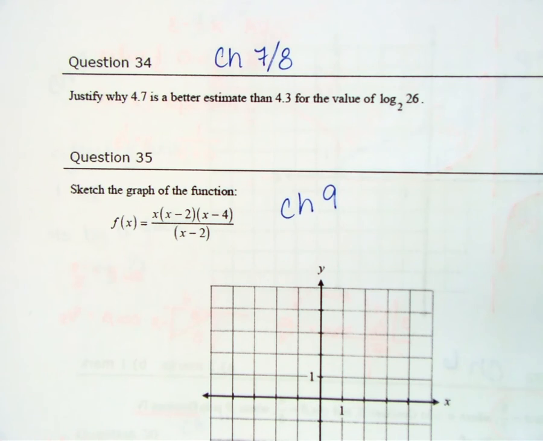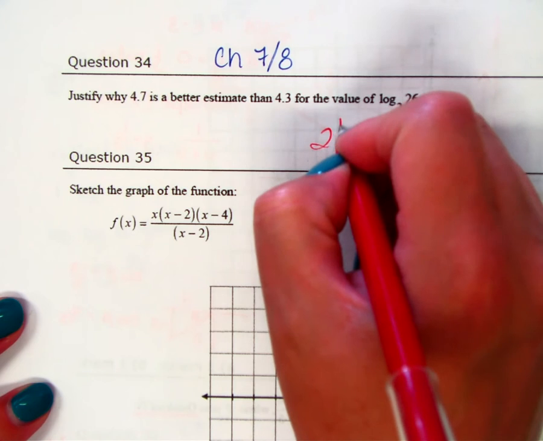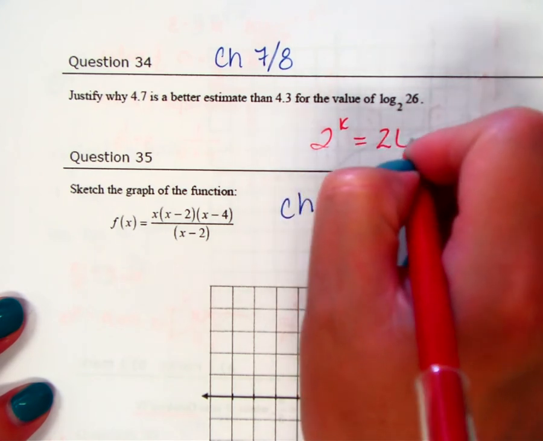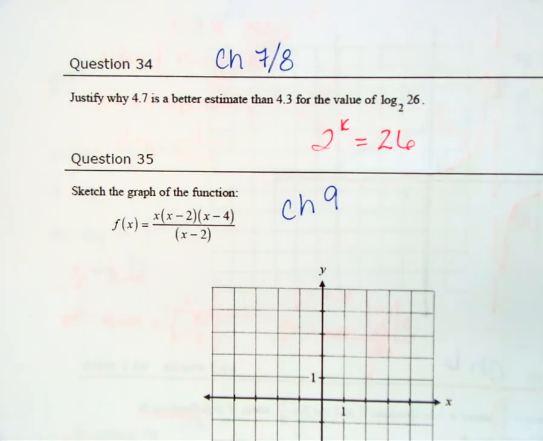Okay. Why is 4.7 a better estimate than 4.3 for the value of log base 2 of 26? Put it in exponential form. I obviously can't write 26 as a base 2 number. So what's the closest one I can get to?